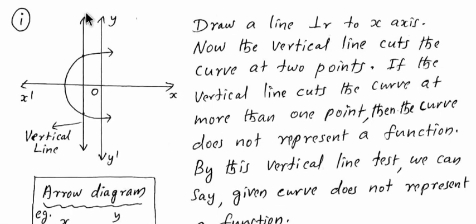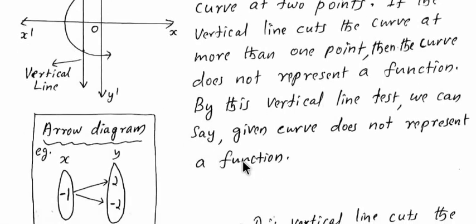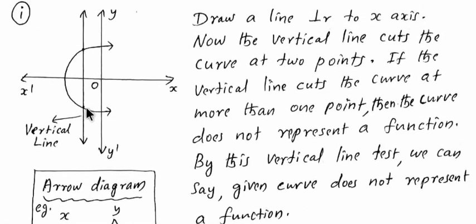Here, this vertical line cuts the curve at 2 points. That means more than 1 point. This is the condition for the curve not to represent a function. Therefore, by this vertical line test, we can say the given curve does not represent a function. Here the vertical line cuts at 2 points, that means more than 1 point, therefore this graph does not represent a function.